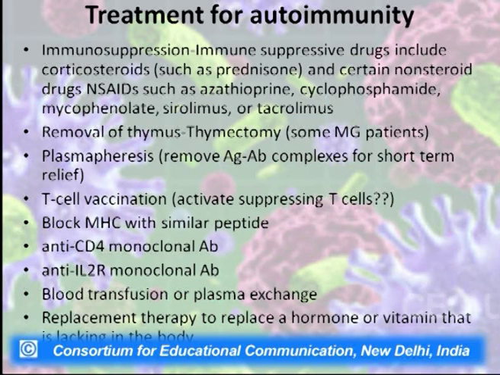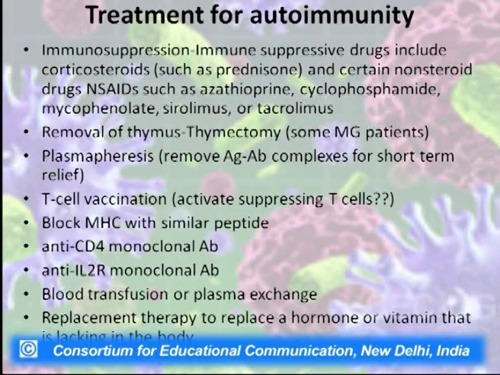Similarly, anti-IL-2, interleukin 2 receptor monoclonal antibodies. IL-2 is a cytokine which is produced by T lymphocytes. Now, what happens if we have certain antibody which is going and binding to the IL-2 receptor? The IL-2 will not have its effect, will not trigger the immune system, will not cause the production of autoantibodies by the B lymphocytes. Once IL-2 does not trigger the B lymphocyte, no autoantibodies will be produced, and hence we can achieve our aim.